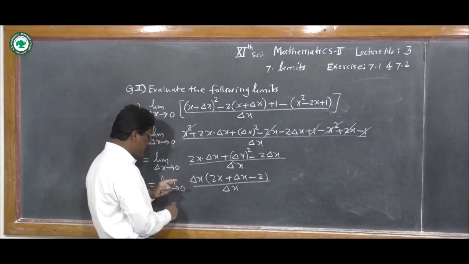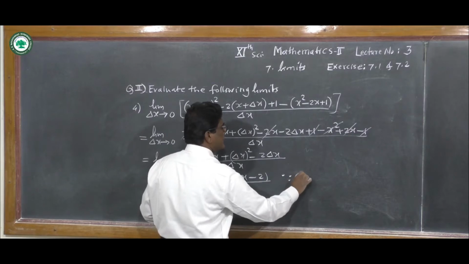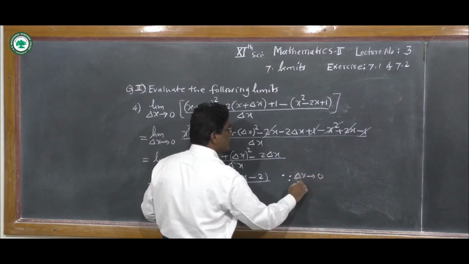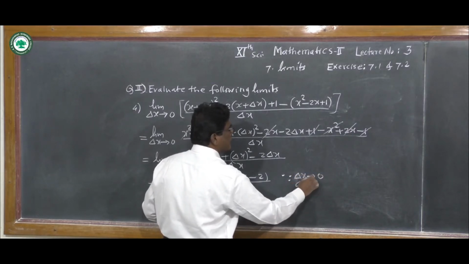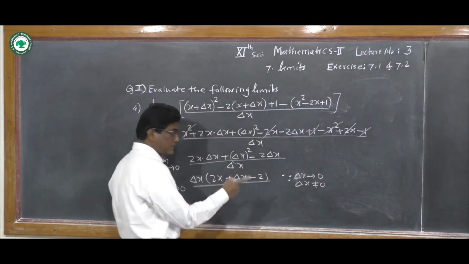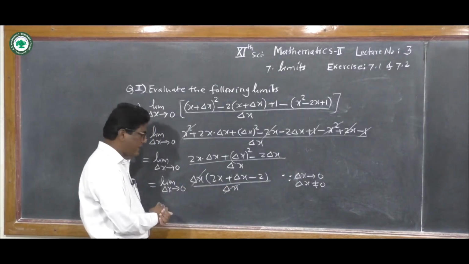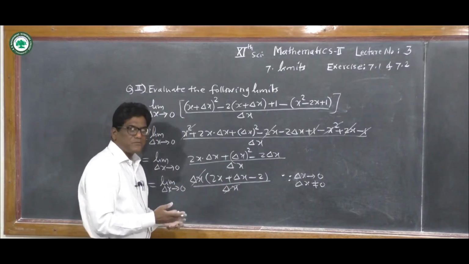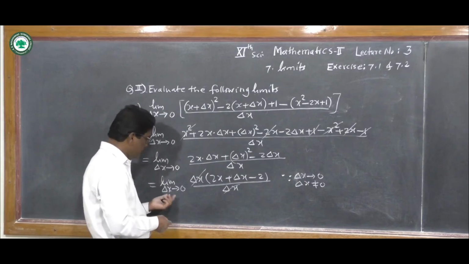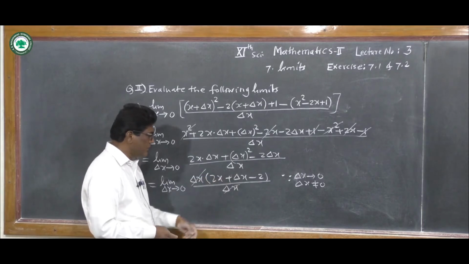Before cancelling this delta x, we write: since delta x tends to 0 means delta x is not equal to 0, we remove the tends-to sign and write not equal to 0. Since delta x is not equal to 0, we cancel this delta x. Now here the denominator is 1, which is not 0. We put delta x equal to 0 in the numerator only.